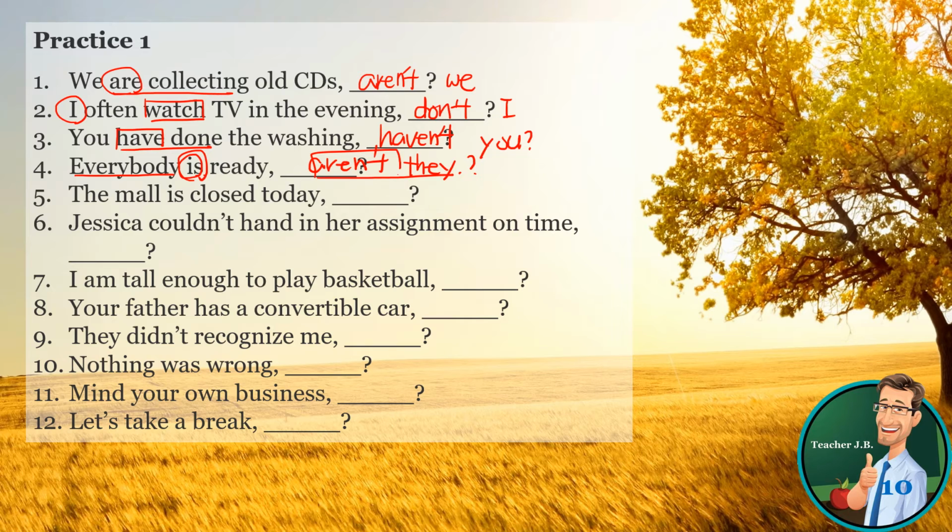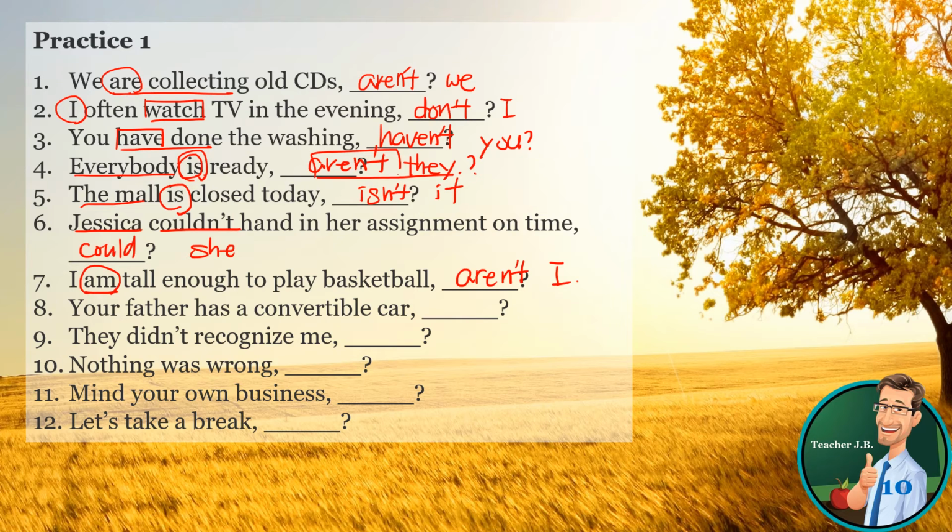The mall is closed today. So this is a positive statement. So we use a negative tag, isn't it? Jessica couldn't hand in her assignment on time. Jessica is she, right? And couldn't, so we use could. Could she? I am tall enough to play basketball. So this is am. Some people will say ain't, but the right answer is aren't I?